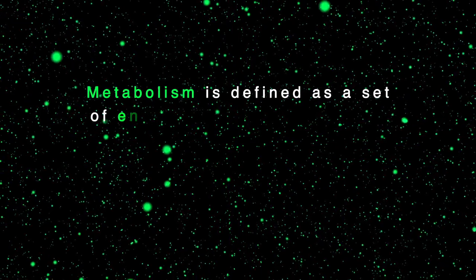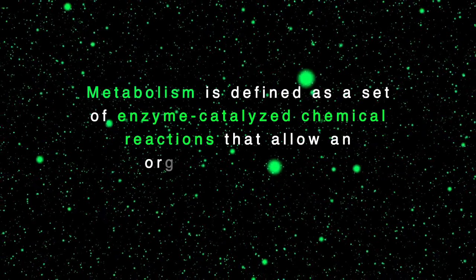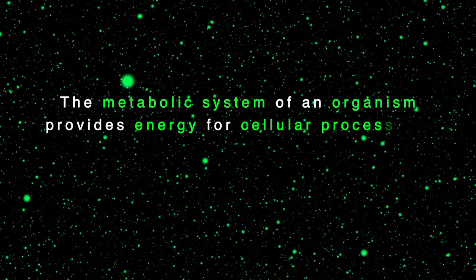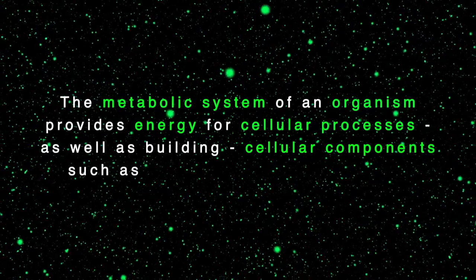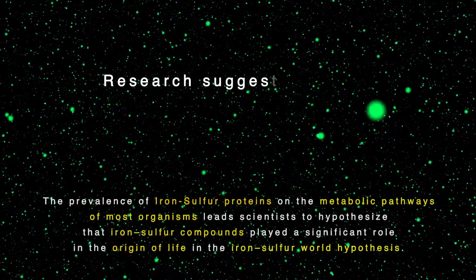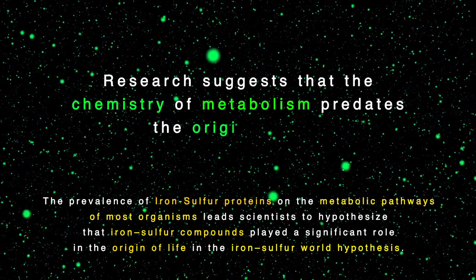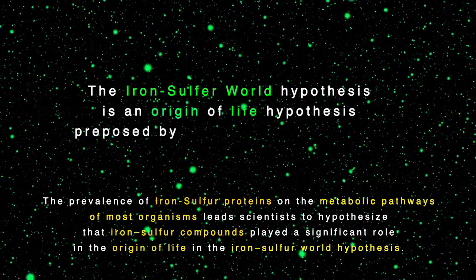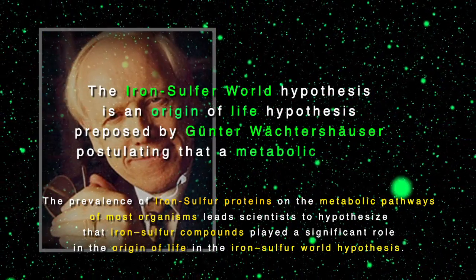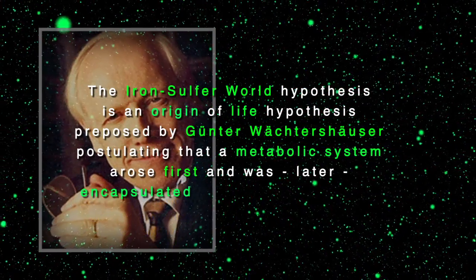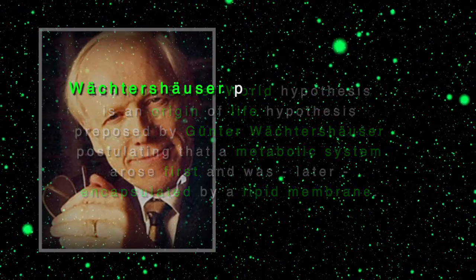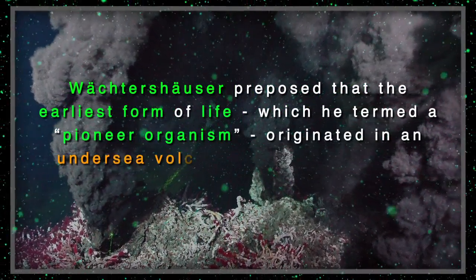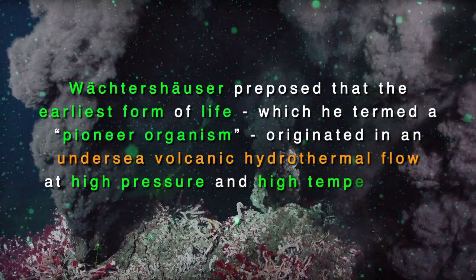Metabolism is defined as a set of enzyme-catalyzed chemical reactions that allow an organism to thrive. The metabolic system of an organism provides energy for cellular processes as well as building cellular components such as proteins and nucleic acids. Research suggests that the chemistry of metabolism predates the origin of life. The iron-sulfur world hypothesis is an origin of life hypothesis proposed by Gunther Wasserschauser, postulating that a metabolic system arose first and was later encapsulated by a lipid membrane. Wasserschauser proposed that the earliest form of life, which he termed a pioneer organism, originated in an undersea volcanic hydrothermal flow at high pressure and high temperature.